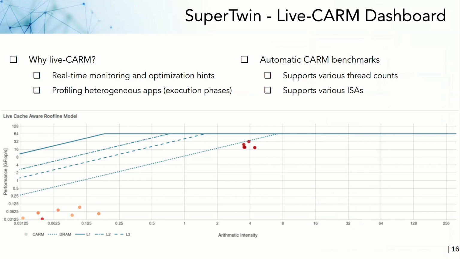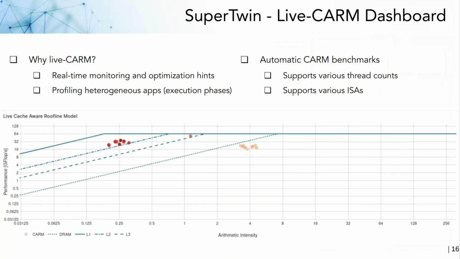One example of SuperTwin's flexibility in real-time event monitoring is the LiveCarm dashboard. SuperTwin is able to combine various performance events and perform computations on them to observe even complex live performance models. In this case, one of the automatically generated dashboards by SuperTwin is a live cache-aware roofline model, which can be used for intuitive application performance profiling.